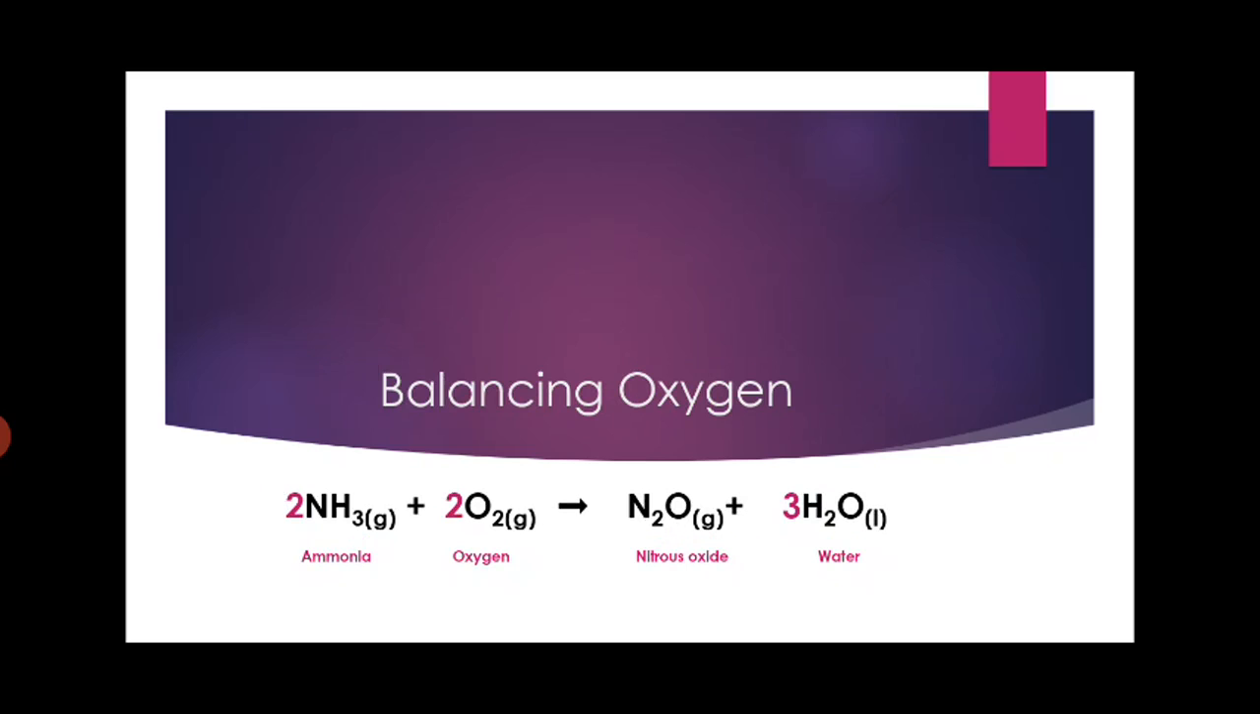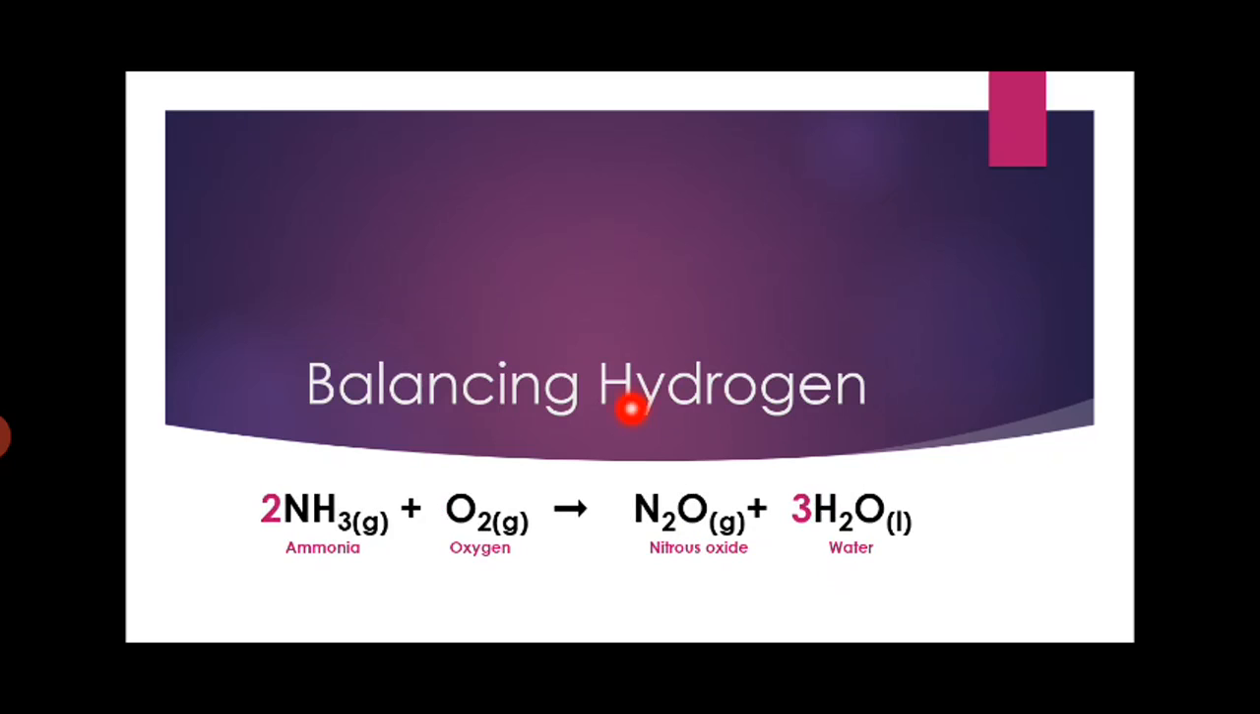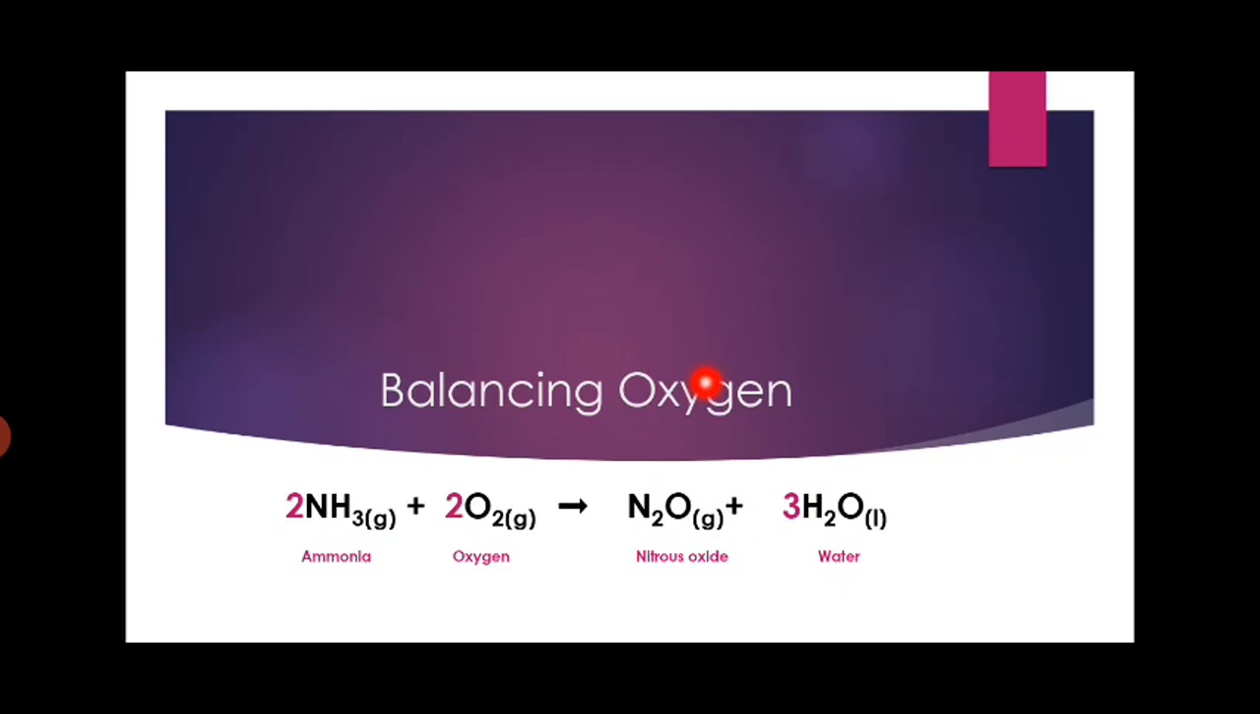Now there are 2 oxygen on the reactant side and 3 plus 1, 4, on the product side. So we have to place 2 beside O2 on the reactant side to make the oxygen atoms equal to the oxygen on the product side. Count again the number of each atom on the reactant side. It's equal to that of the product side.